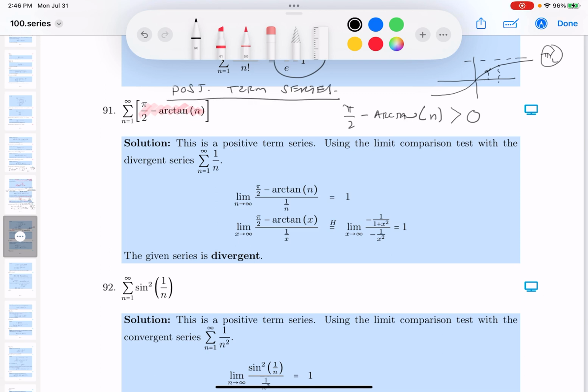So I'm going to use a test for a positive term series, and looking at it, I'm going to say a good thing for a positive term series would be the limit comparison test. Not that it always works, but it's nice to use that, right? And then I have to find a series to compare it to, and I'm going to say this one over here. What do I do? The limit as n goes to infinity of this guy over here, all right?